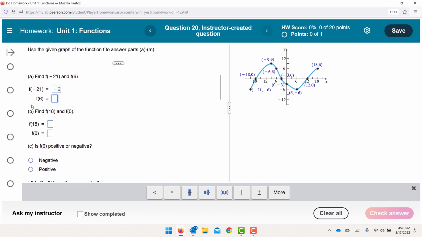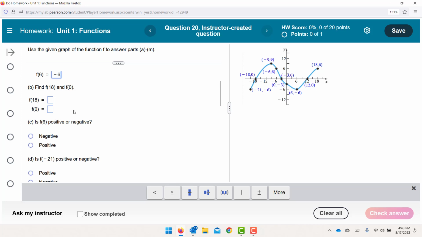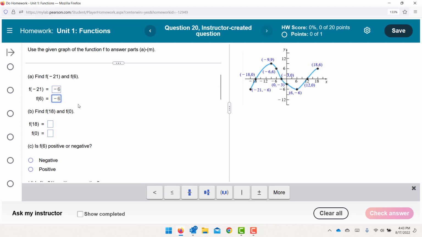And then for this one, f of 6 is asking for the y value when x is 6. And the graph has the point 6, -6. So when x is 6, y is -6. So it happens to be the same y value as here. That doesn't always happen.